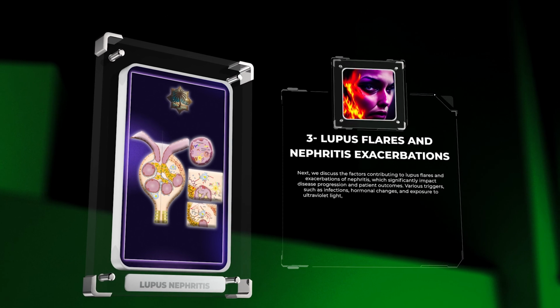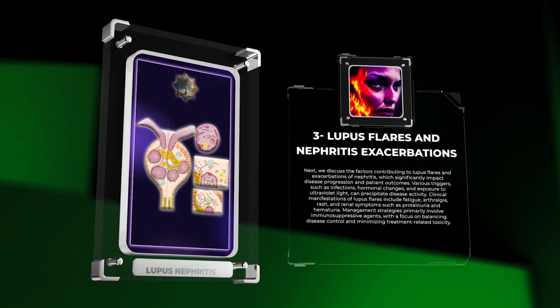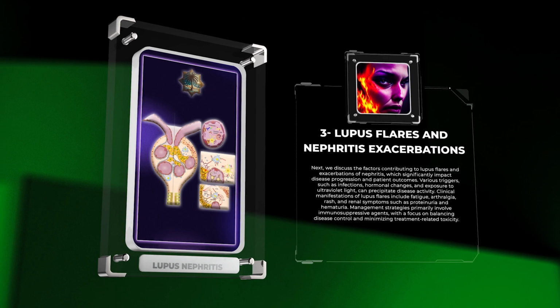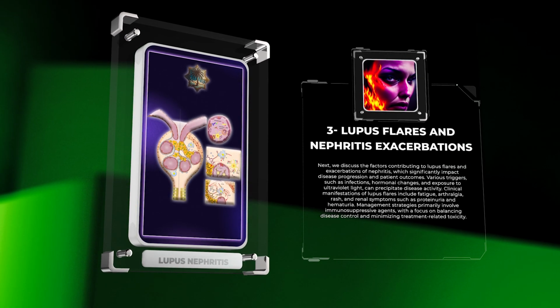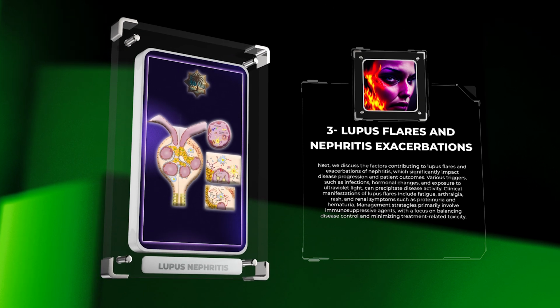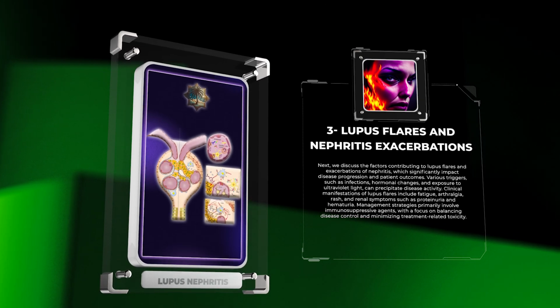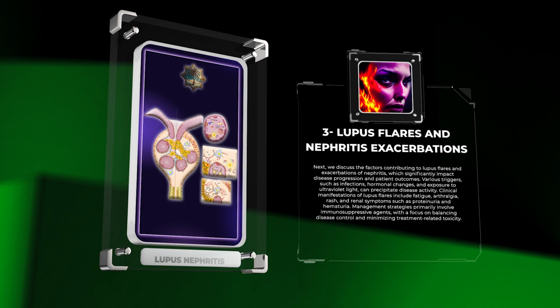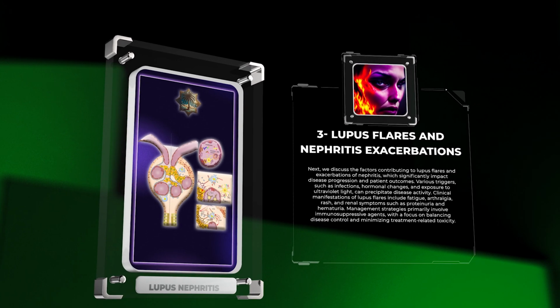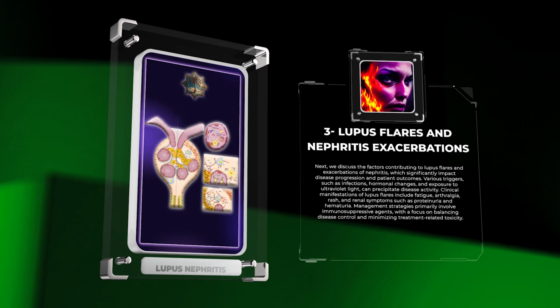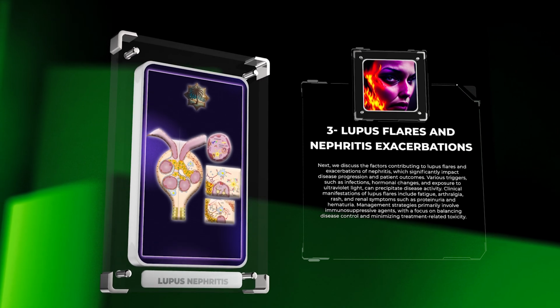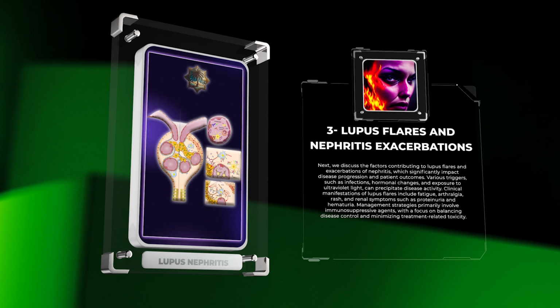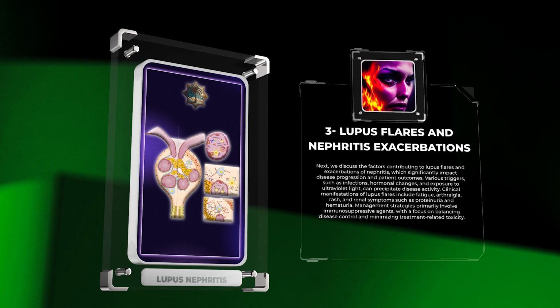Next, we discuss the factors contributing to lupus flares and exacerbations of nephritis, which significantly impact disease progression and patient outcomes. Various triggers, such as infections, hormonal changes, and exposure to ultraviolet light, can precipitate disease activity. Clinical manifestations of lupus flares include fatigue, arthralgia, rash, and renal symptoms such as proteinuria and hematuria. Management strategies primarily involve immunosuppressive agents, with a focus on balancing disease control and minimizing treatment-related toxicity.